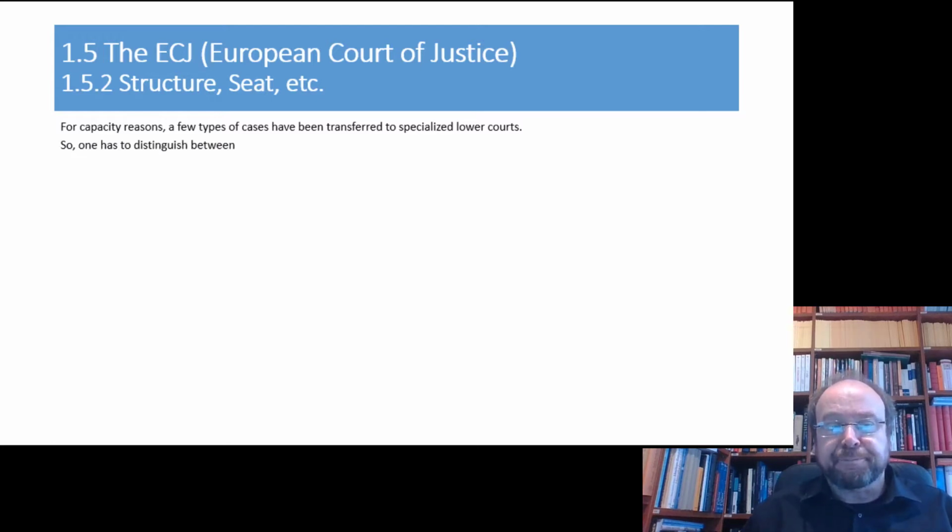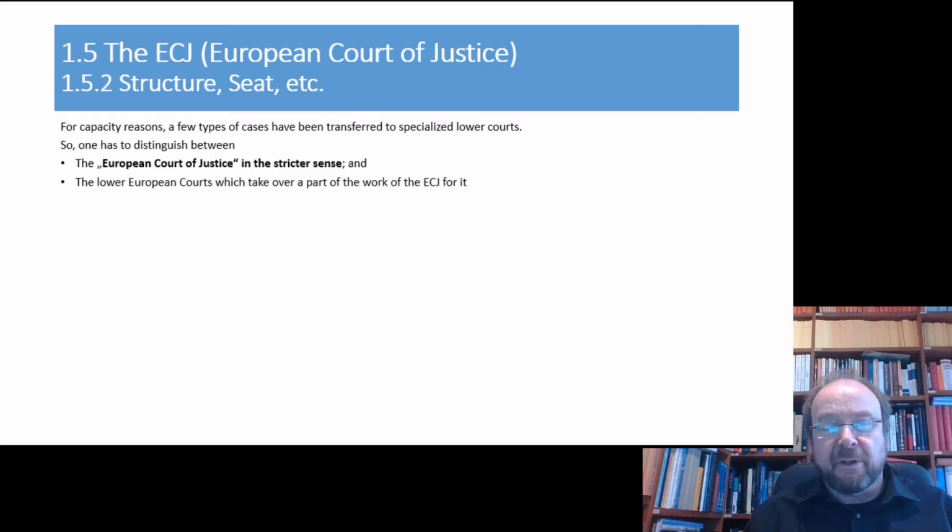In principle, one has to distinguish between the European Court of Justice in the stricter sense, that is, that body which consists of one judge per member state and is the highest European Union court, and the lower courts of the EU, which can be established by consensus between the member states and the European institutions according to certain rules. And these lower European courts are also a part of the European Court of Justice, if you speak of it in the wider sense. So if the treaty says a case has to go to the European Court of Justice, you then have to find out, according to the special rules on the organization of the European jurisdiction, if that case goes to the lower court or the ECJ in its stricter sense.